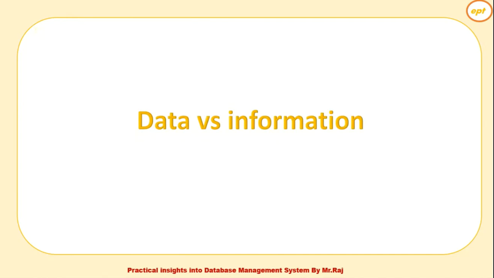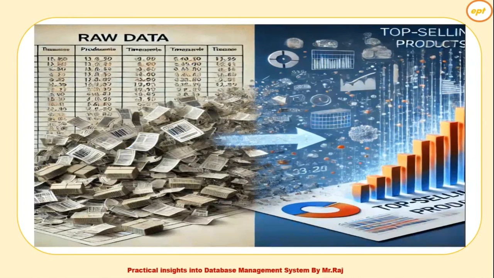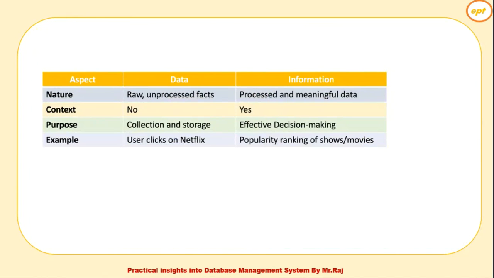Now you have seen data and information. Can you tell me the differences between data and information? You already saw that data doesn't have meaning, and information has proper meaning. What is the next thing? Context. For data there is no context, and for information there is a clear context and clear meaning. So what is the definition? Data is raw and unprocessed fact, in simple terminology. And information is processed and meaningful data.